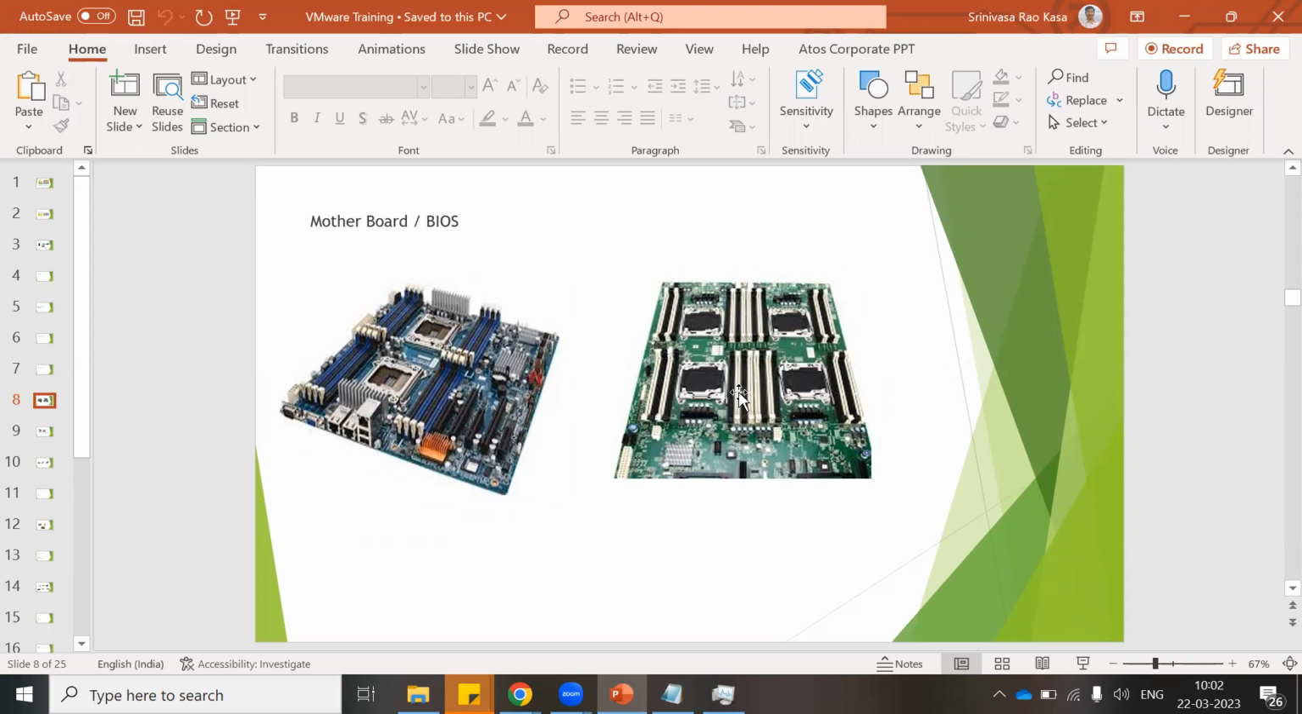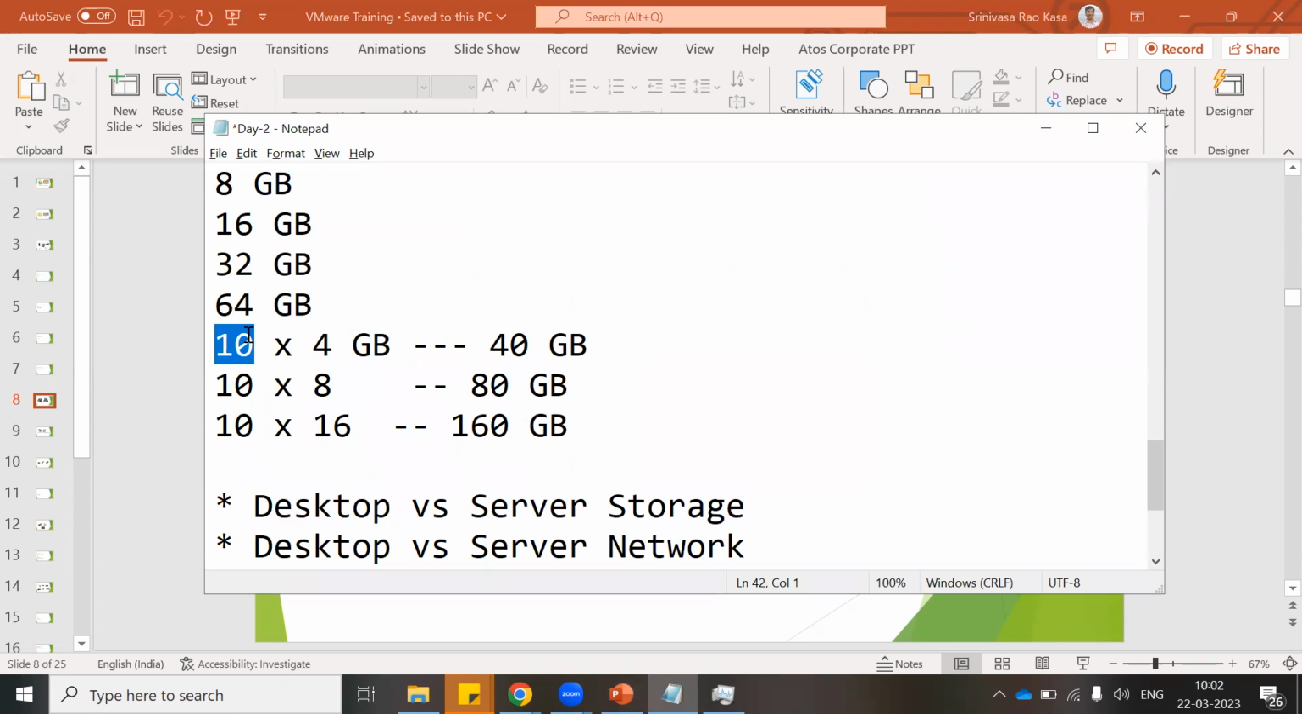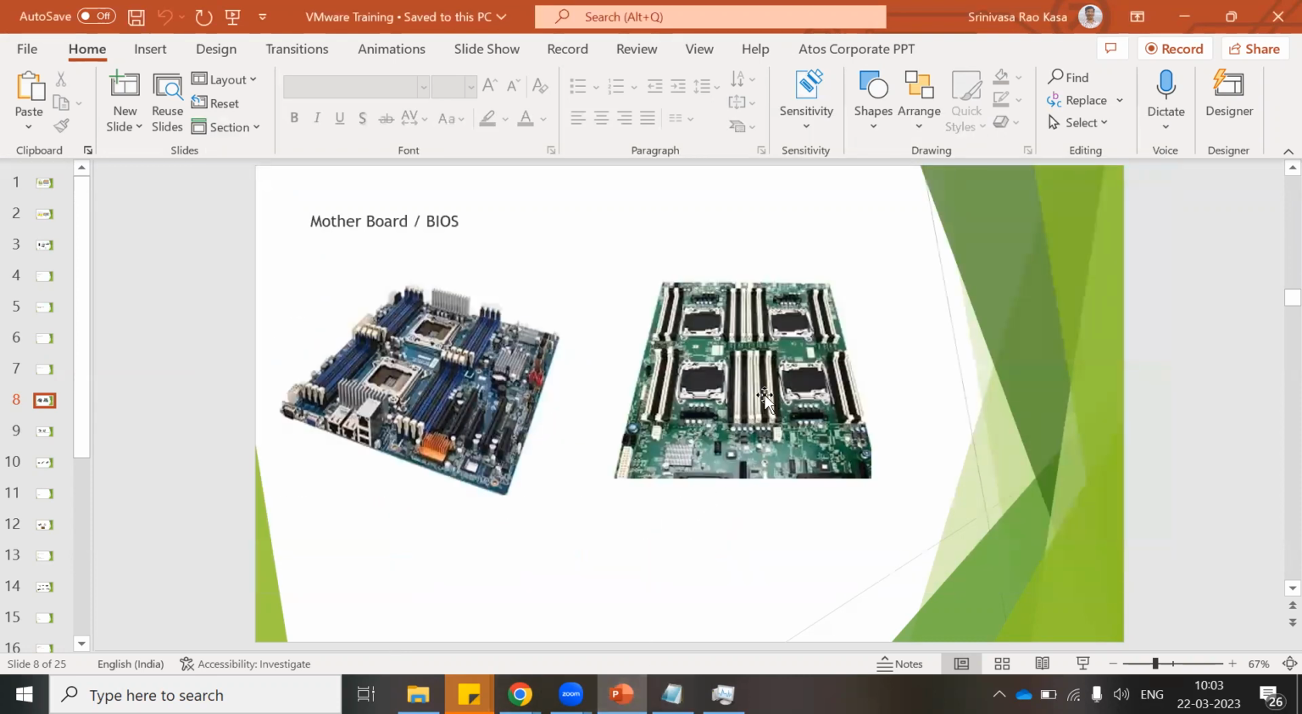Again, for each processor, what is the combination of memory we have to insert? For example, I mentioned here 10 slots. When these 10 slots are available, if I install all 4 socket processors, all 10 slots are available. If I install only one particular processor, I'm going to use only 3 memory slots. Those specifications, that diagram, those numbers, everything will be available in the server manual.